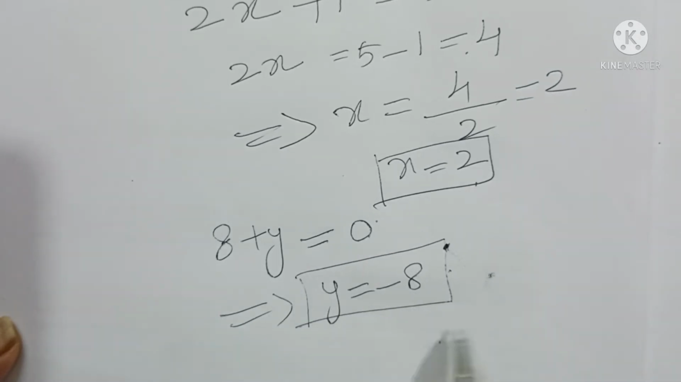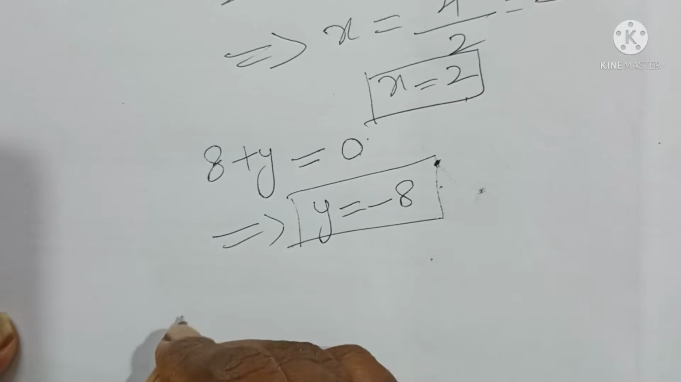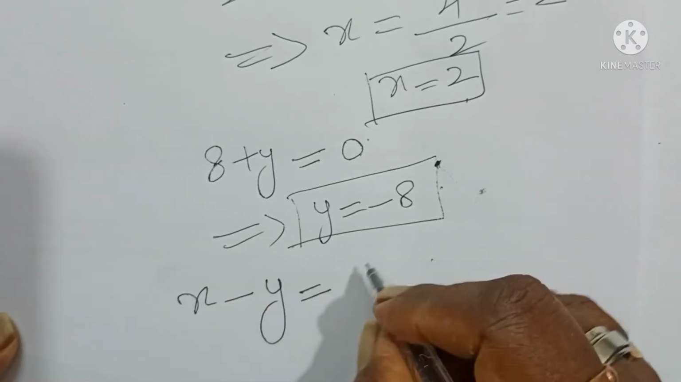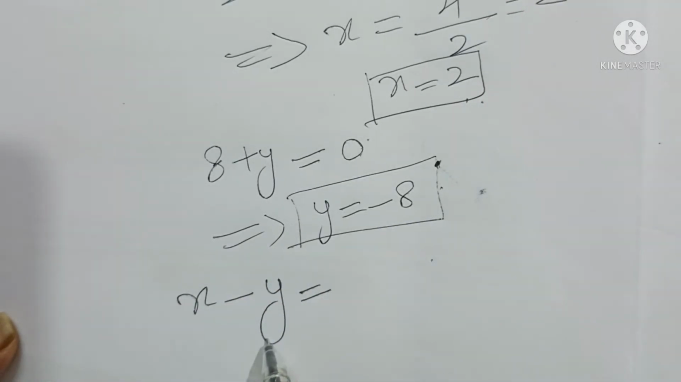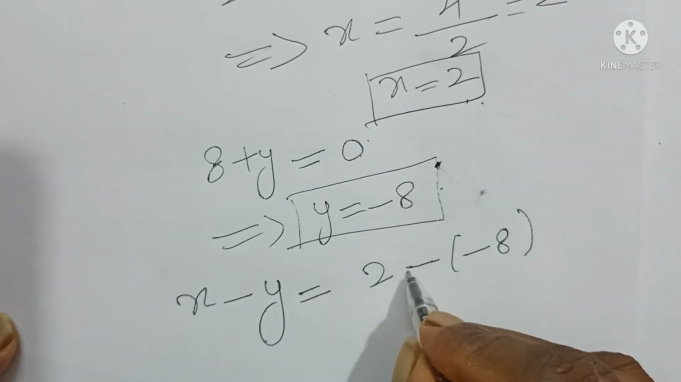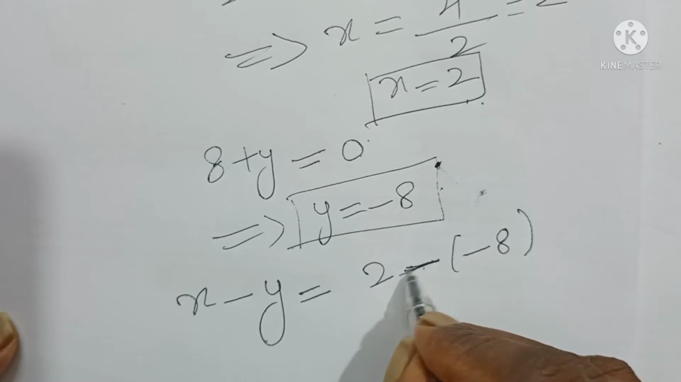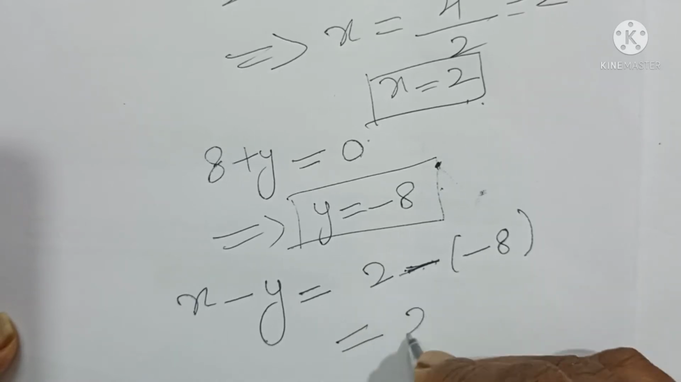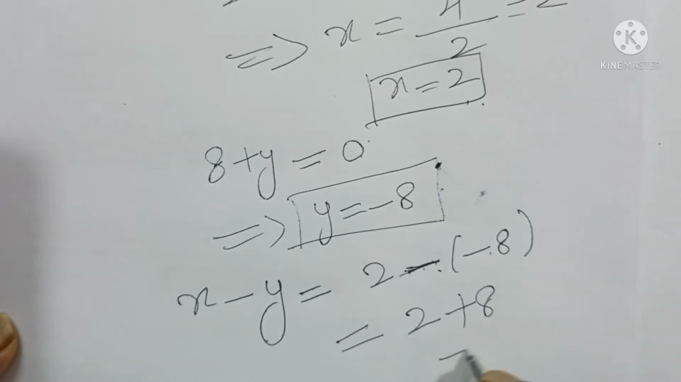Minus 8. But we have to find x minus y, correct? So what is x minus y? You have to substitute the values of x and y here. 2 minus minus 8. This minus you have to write, don't forget to write. Then minus of minus is plus, which is equal to 10.